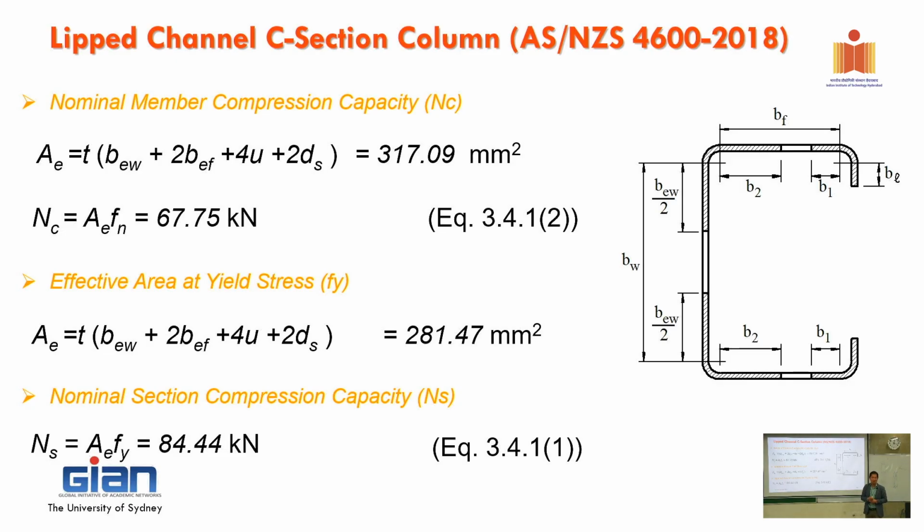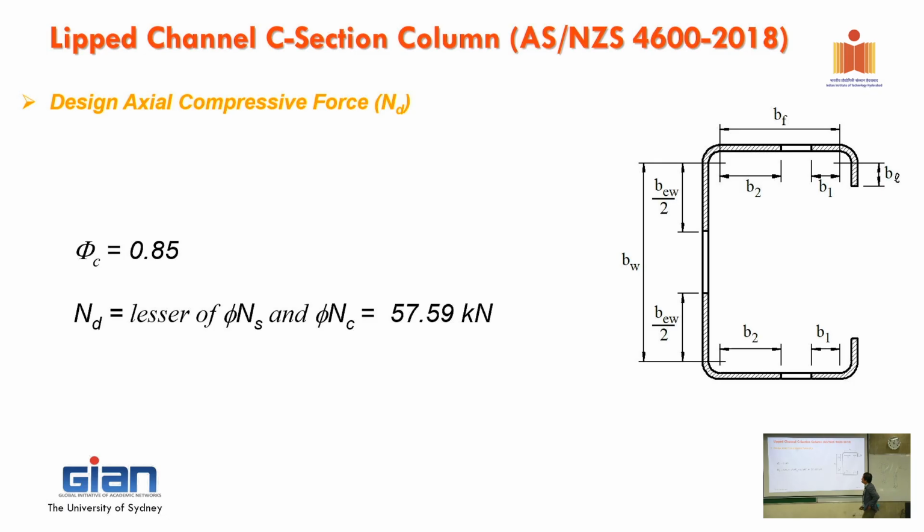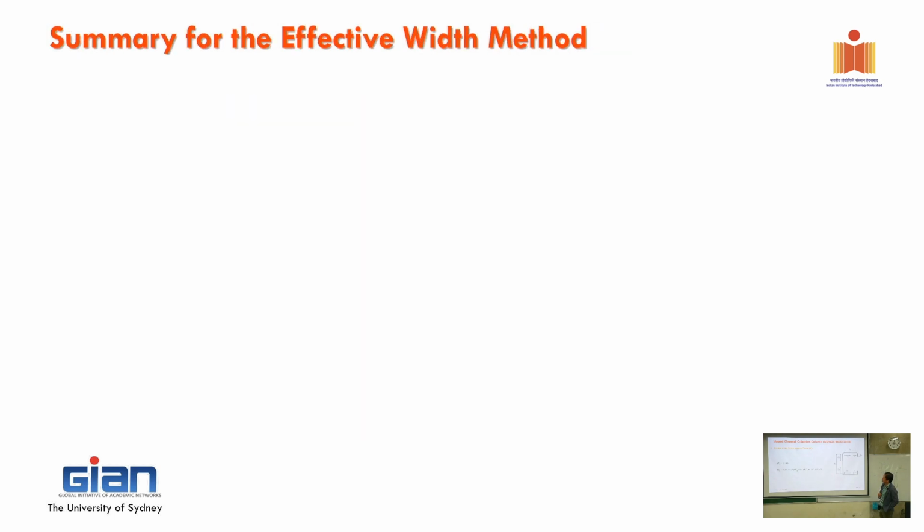Good. Let's move on. Then eventually you need to choose the smaller one to govern your design. So here, member capacity is the smaller one, and you times 0.85, the load factor for compression in the standard. Then you get the capacity of the column.